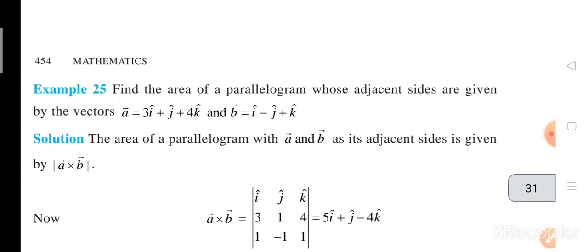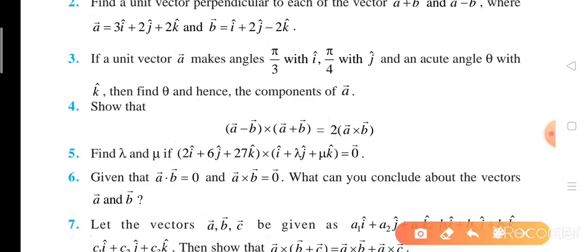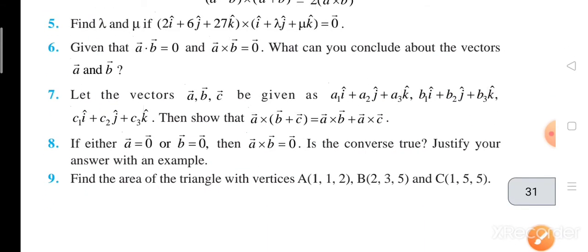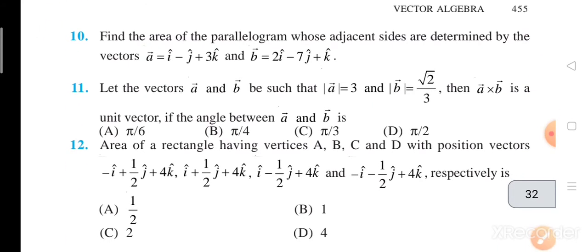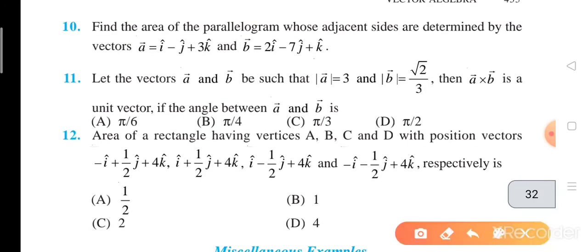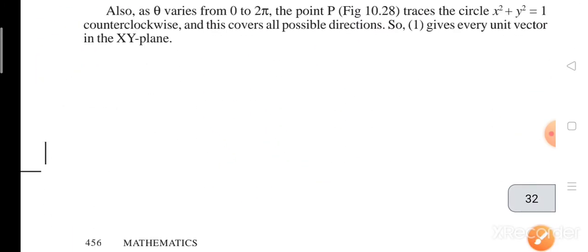But from exercise 10.4, question number 3, 4, 5, 7 and 8. These are the problems. Question number 10 also. Now miscellaneous examples, all you have to do.